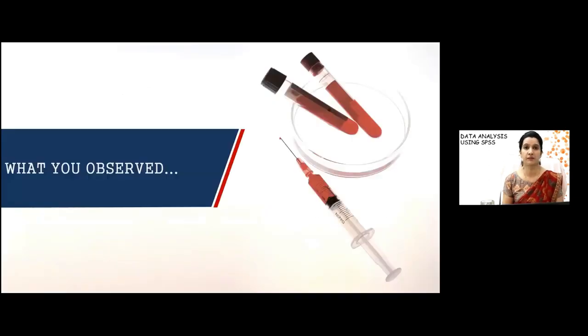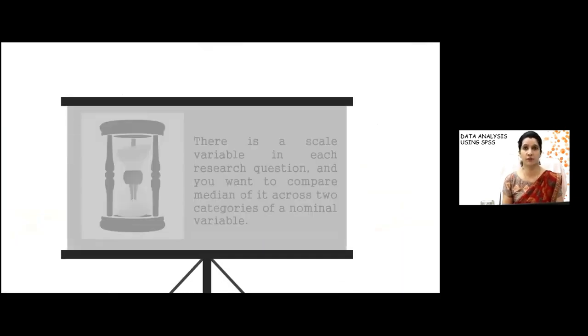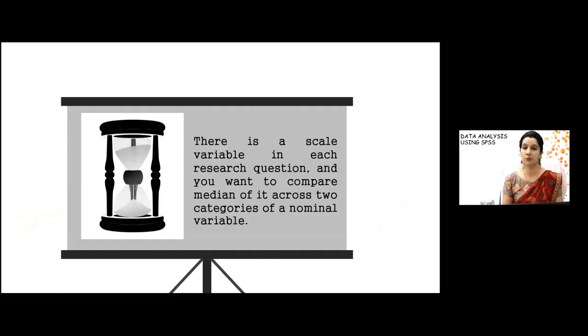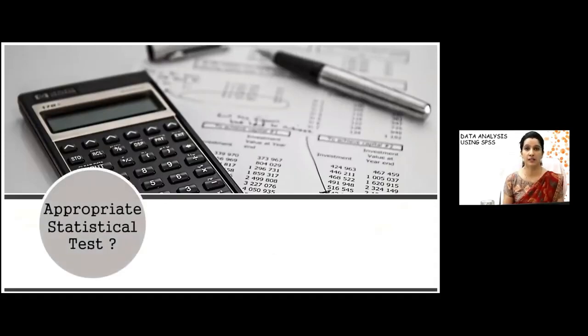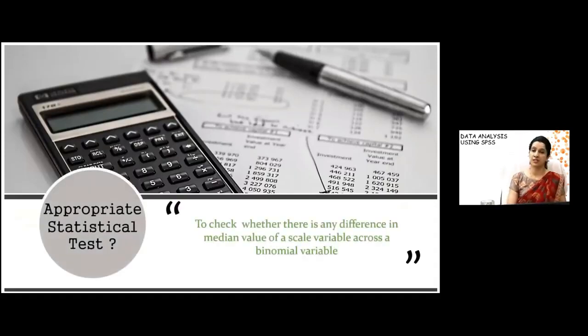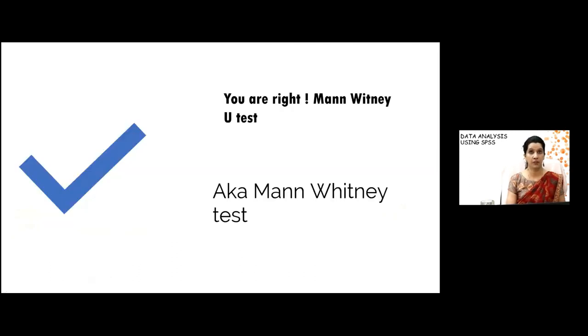Is it okay? So in all these research questions, what we have observed is that the scale variable in the question is a continuous variable, and the second variable, the independent variable, is a nominal variable, that too with two categories. So the choice of test in all these cases would be the test which checks whether there is any difference in the median value of a scale variable across a binomial variable. So it is the Mann-Whitney test, also known as the Wilcoxon-Mann-Whitney test.